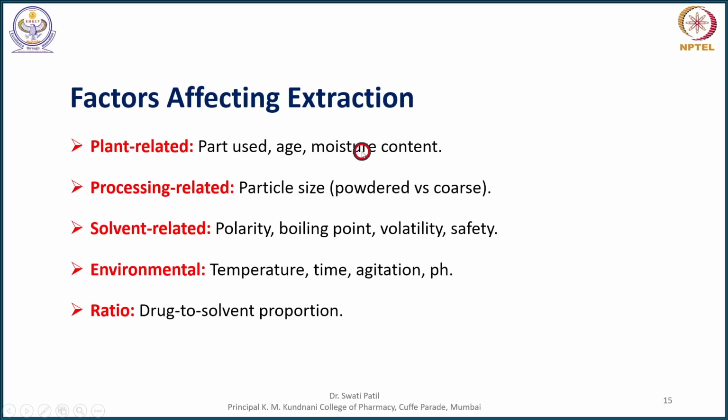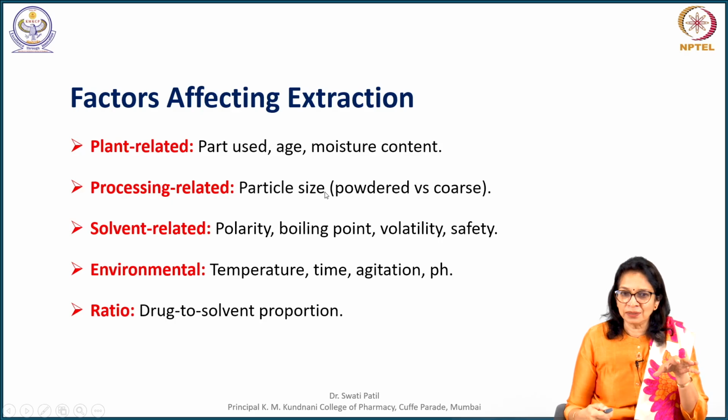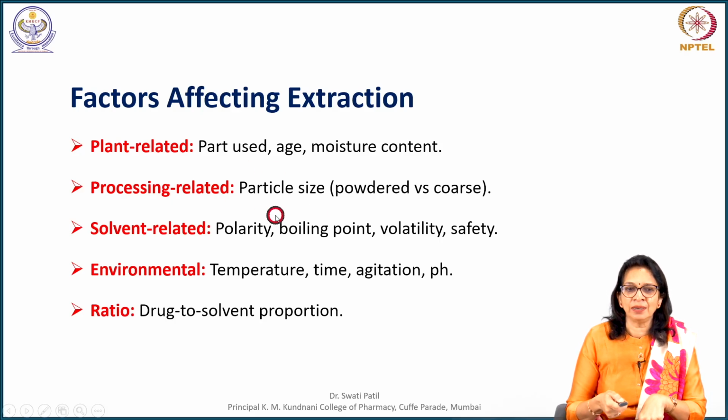Factors affecting extraction: plant related, depending on the age of the plant and the moisture content in the plant, it affects the yield. Process related, when we powder it, what is the particle size. So, suppose you extract the herb as it is, and then you powder it and extract, it gives an increase in the yield.